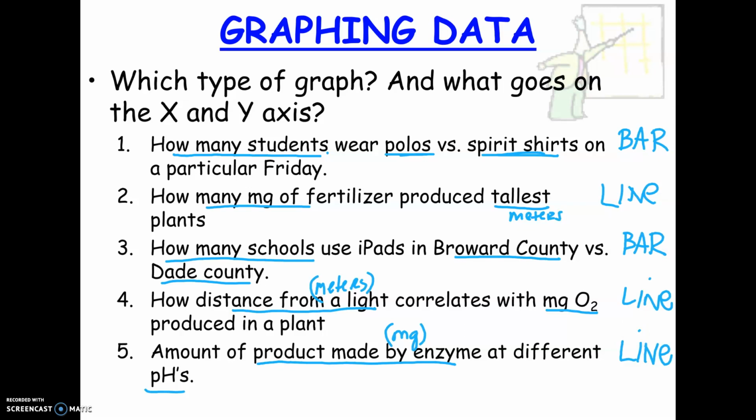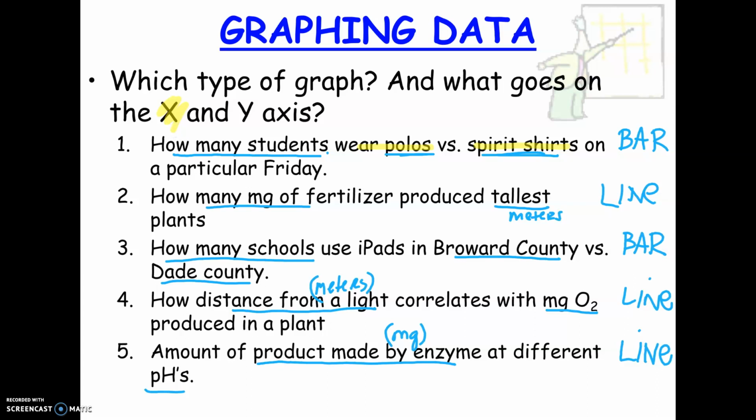Let's go back and label what should be your x and your y. So the number of students wearing polos versus spirit shirts on a particular Friday. So what are we changing? We're looking at polos versus spirit shirts. That's our x. We're measuring the number of students. That's our data. That's going to be our y.